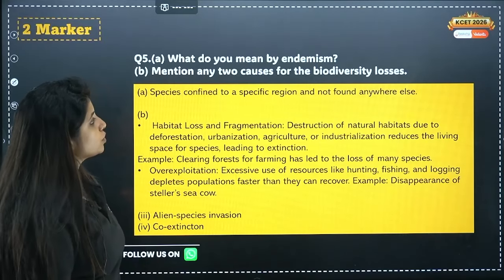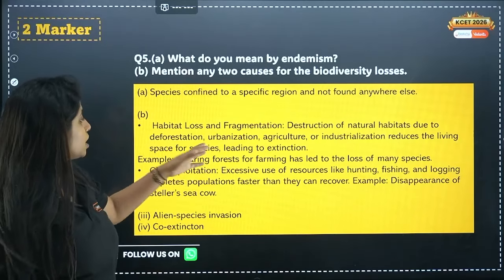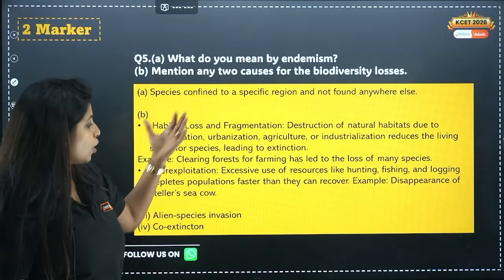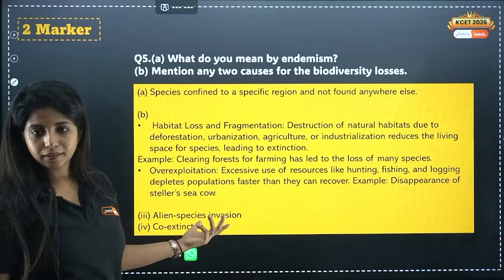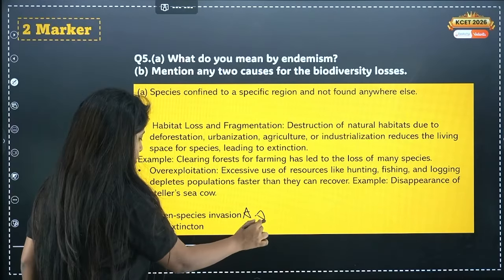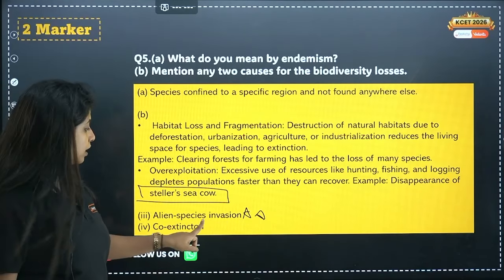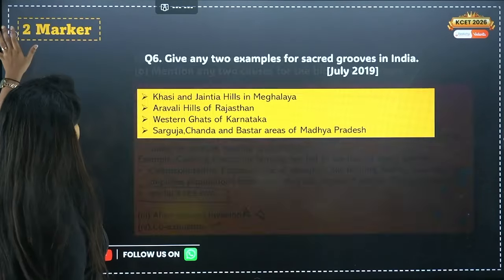Now, mention any two causes for biodiversity losses. One is habitat loss and fragmentation, the other one can be overexploitation. Talk about the examples and that's done. But please know all the examples of alien species invasion, super important. Here Steller's sea cow and passenger pigeon are examples. Here fig and wasp can be an example.